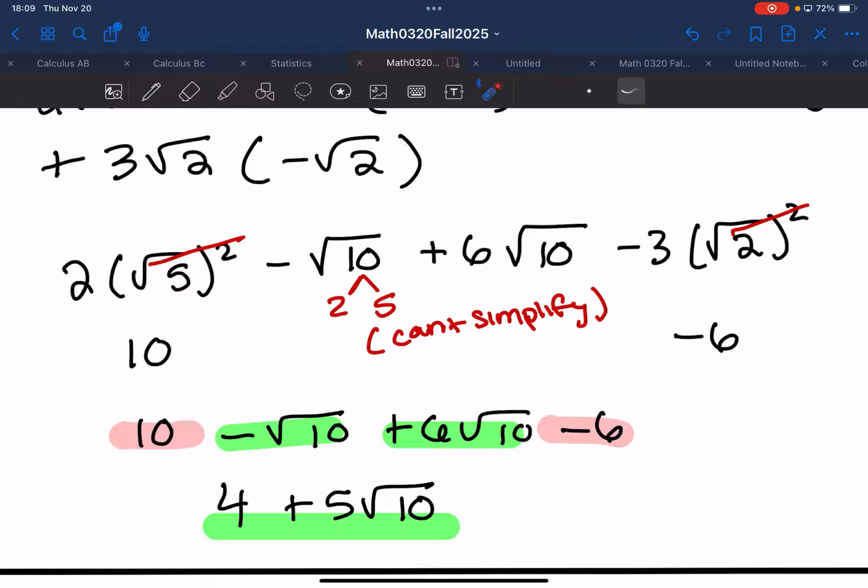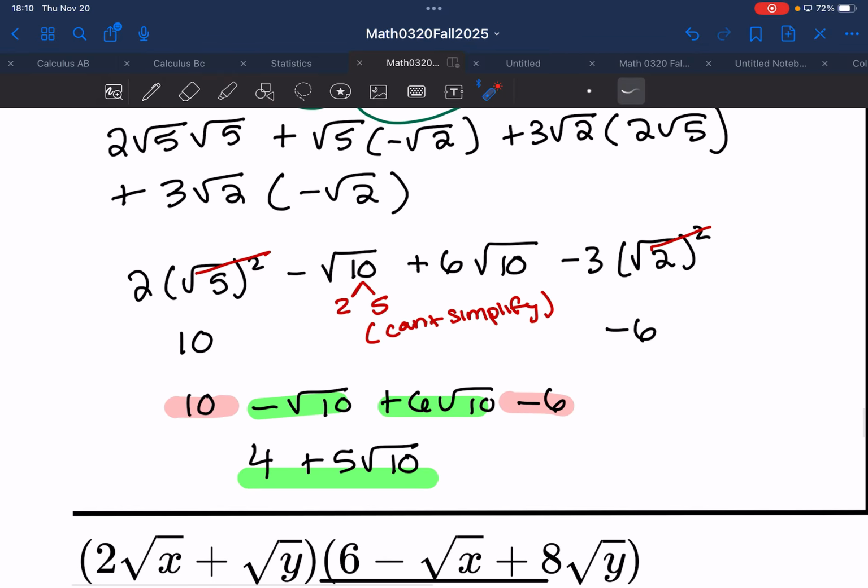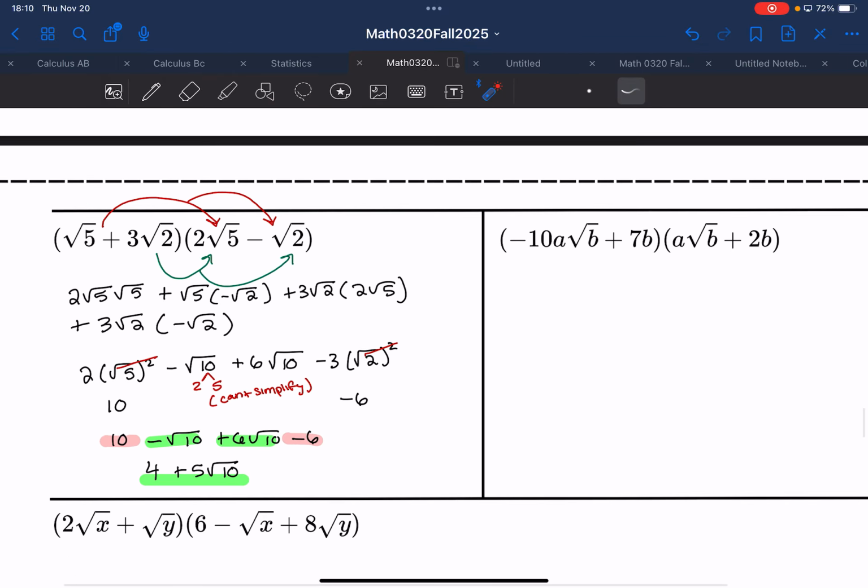Okay, and when we get to the answer of 4 plus 5 square roots of 10, we can't combine those because the 4 doesn't have a radical. Okay, so that's as simplified as we can get. Okay. So the next couple are going to be that same thing where we're going to have to FOIL and then simplify after we multiply.